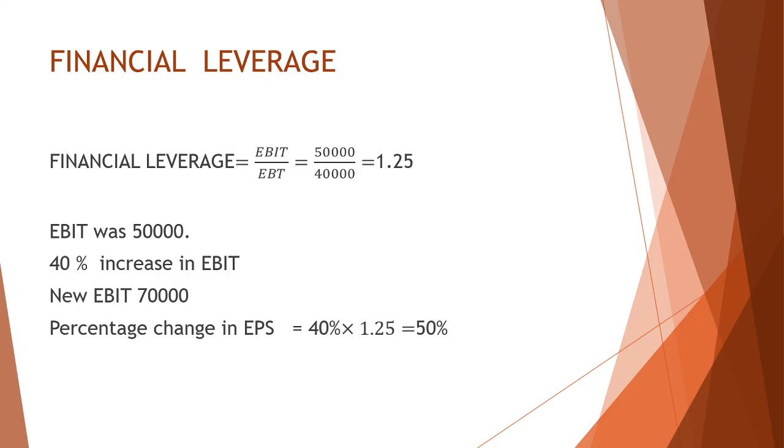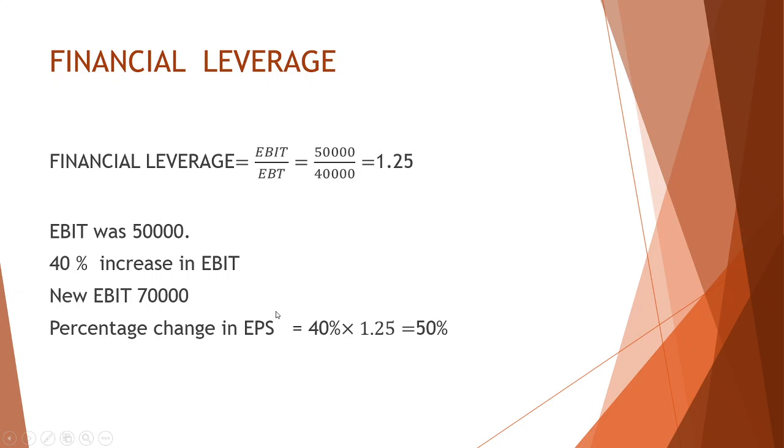Now we will see how this works. EBIT was originally 50,000 rupees. There was a 40% increase in EBIT. The new EBIT is 70,000: 50,000 plus 50,000 into 40%, that is 20,000. 50,000 plus 20,000, new EBIT is 70,000. So what should be the change in EPS? EPS change should be 40%, that is the increase in EBIT, into financial leverage, that is 1.25 times. So 40% into 1.25 is equal to 50%.